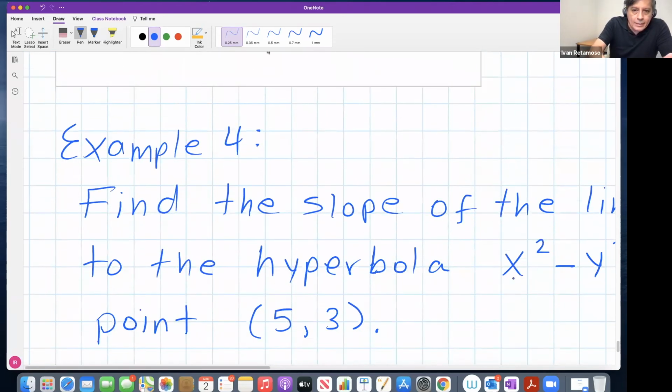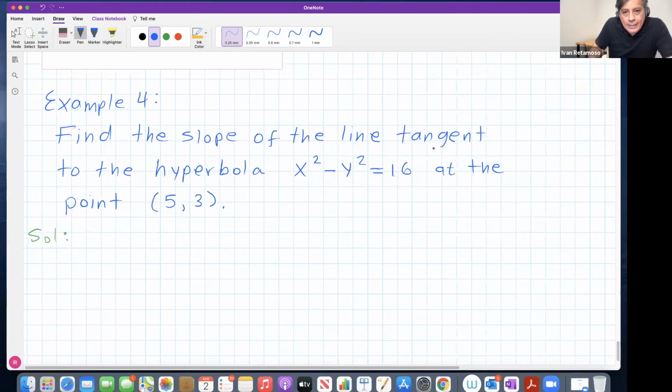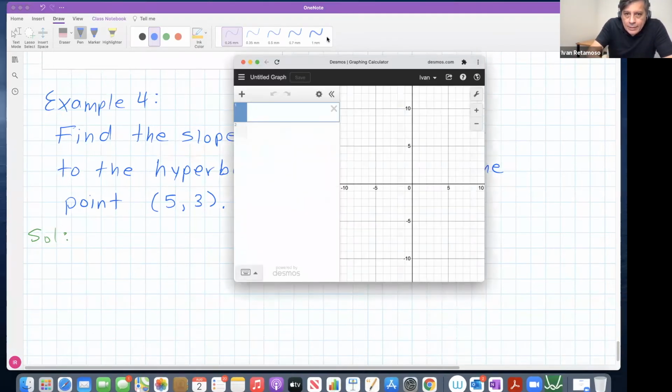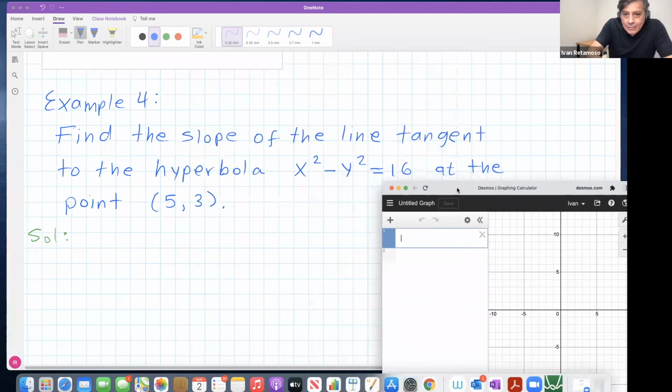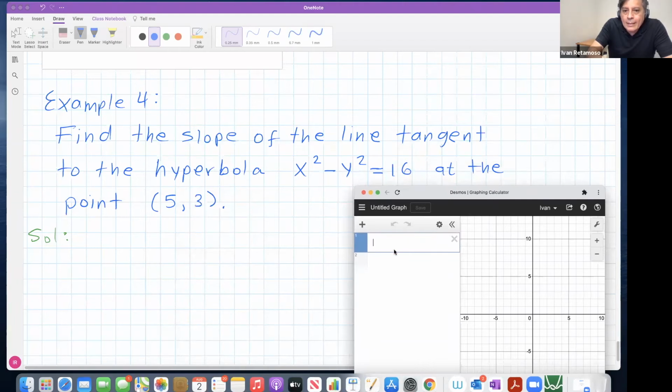I will show you. It's example 4. Suppose they say, find the slope of the line tangent to the hyperbola x squared minus y squared equals 16 at the point (5, 3). Okay, guys, before I go over this, I want you to understand what's going on here. Hyperbola, Professor, what is a hyperbola? Well, if you pull out your Desmos graphing calculator, it also graphs this type of equations.